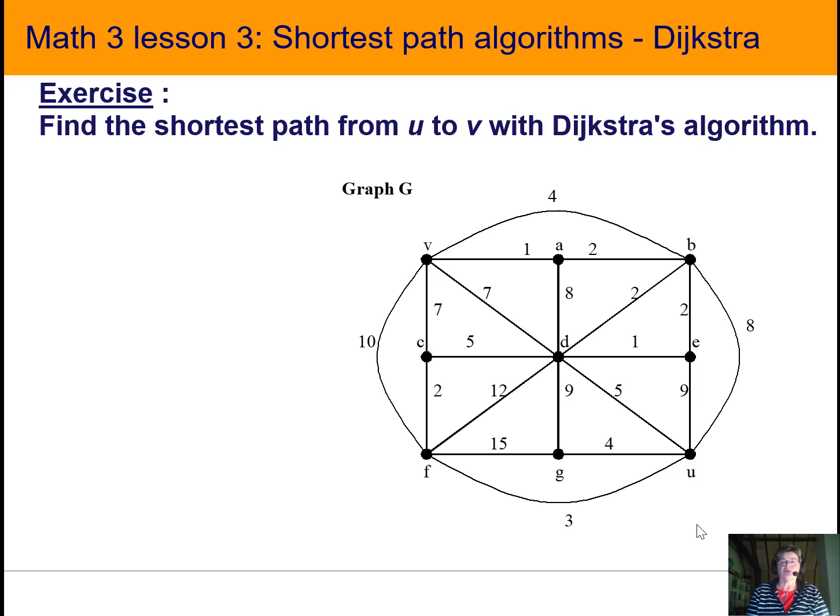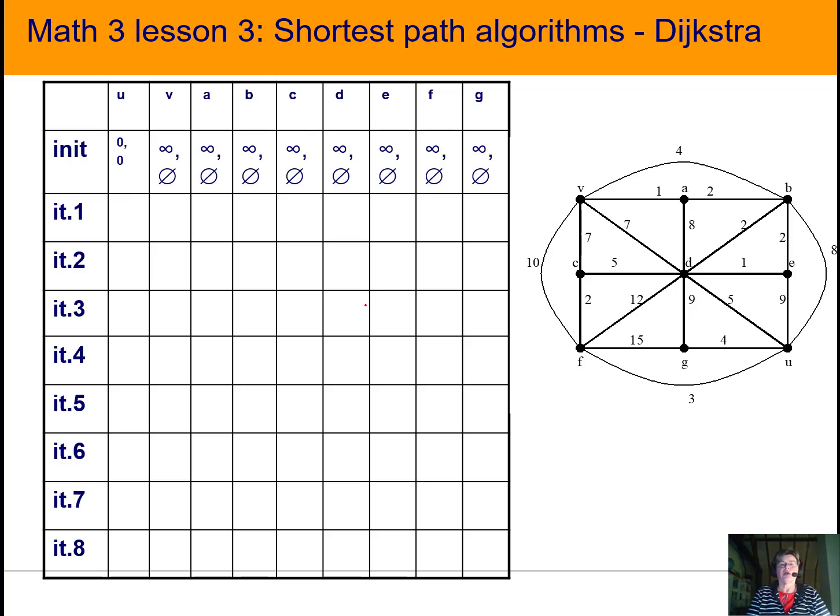Let's practice. We're given a graph, and let's try to find the shortest path from U, so this node, to V, using the algorithm of Dijkstra. To help you do so, it's easy if we make a table. On the exam, if we ask you this question, then we will give you a corresponding table. So we start with initializing. U is 0, and all the others are infinite, empty.